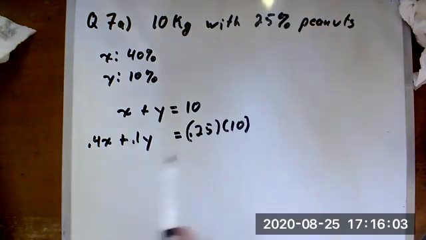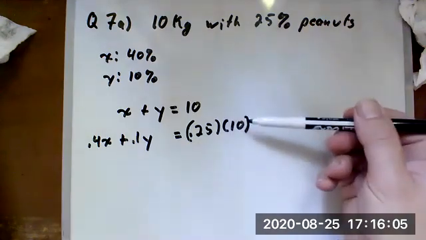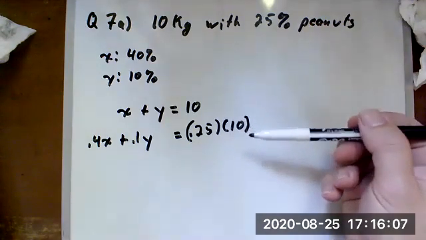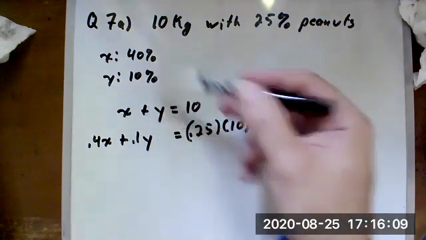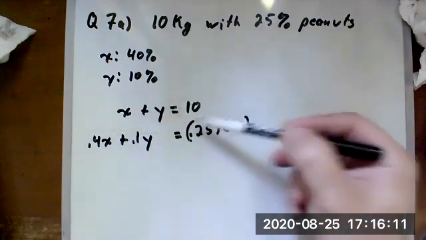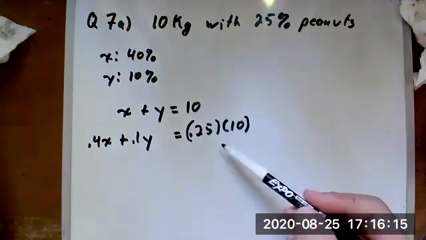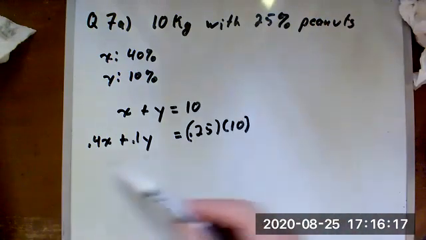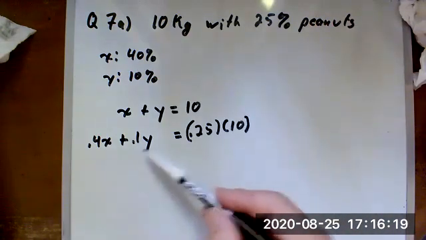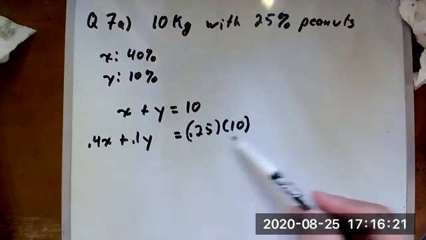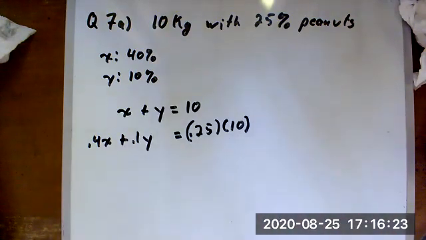This pattern holds pretty consistently when you're dealing with percentages. You're going to add your two items to get your total weight or volume or dollar amount. Your second equation is always going to be the percentages of your two things equaling a percentage of your final product. That's pretty consistent.